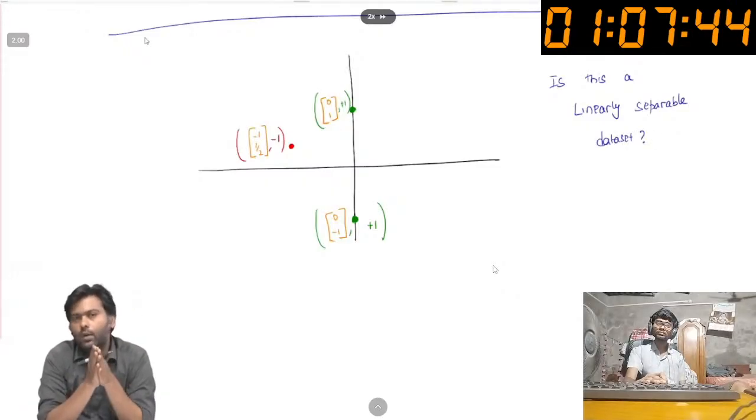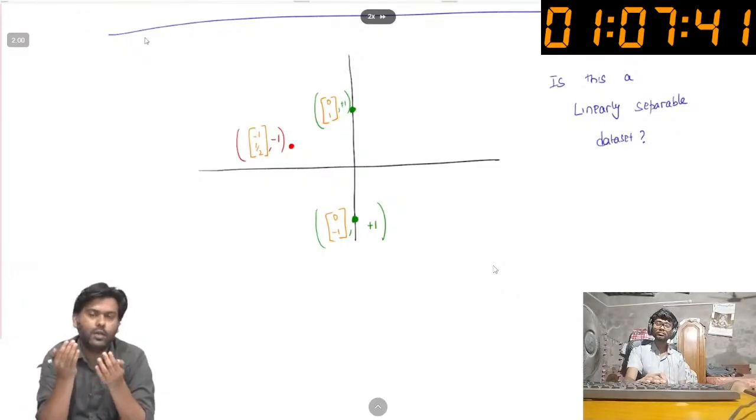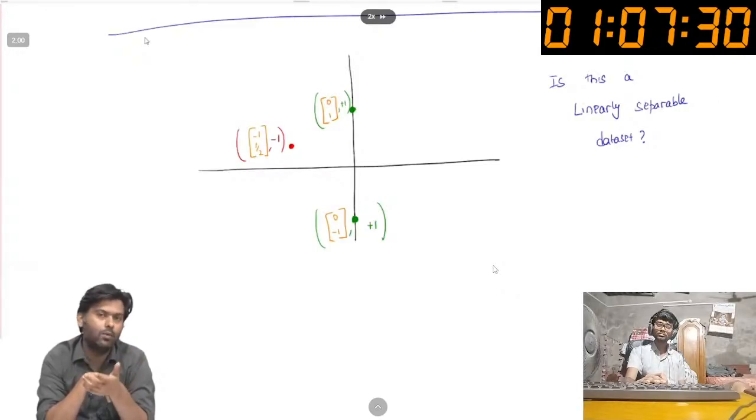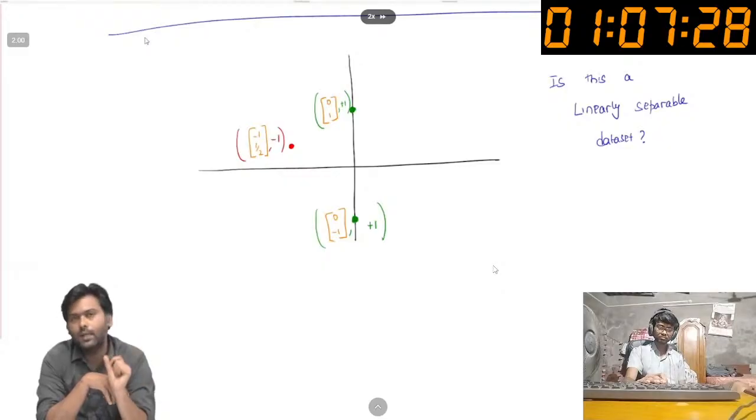This is a good thing to pause and think about. With respect to our definition of linear separability, is this a linearly separable data set? In other words, is there a W such that for the points labeled plus 1, W transpose X is greater than or equal to 0, and for points labeled minus 1, W transpose X is less than 0? If you can find such a W, then this is a linearly separable data set. If you cannot find any W, then this is not a linearly separable data set. Pause and think about it.